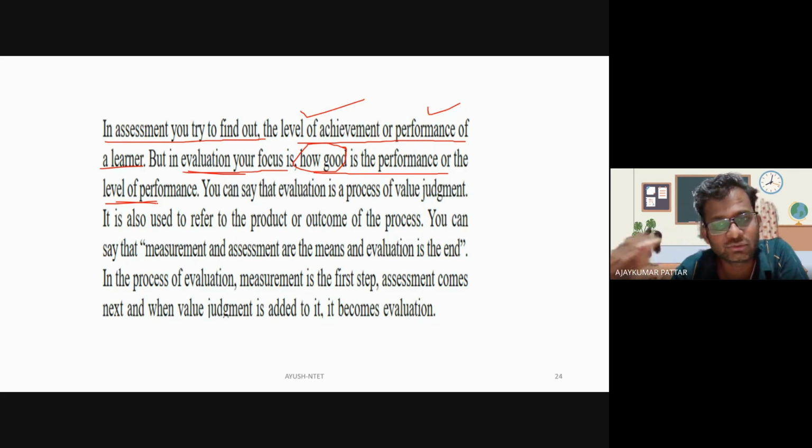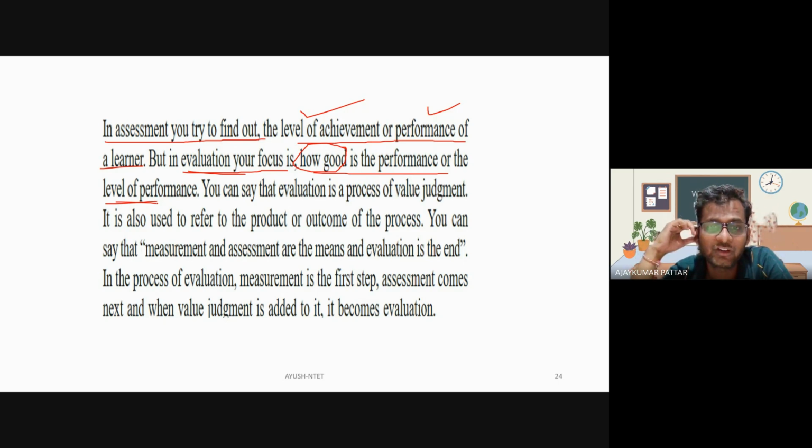For example, if some student is performing and you tell that he is performing better, or his performance is not good, this is the level of performance. So हमने उनका level of performance बताया. So that is the evaluation. और our focus क्या रहता है, what level the performance is, what level his achievement is. That is the evaluation.